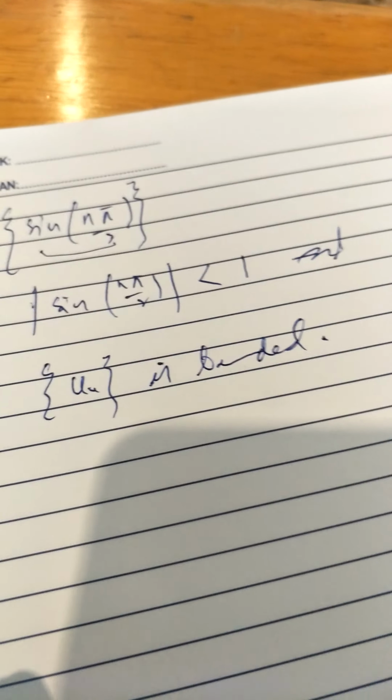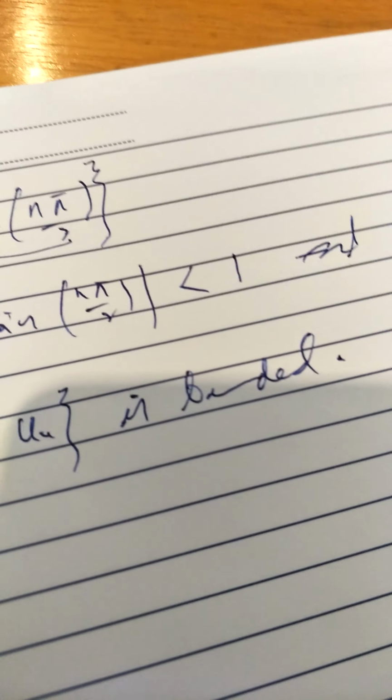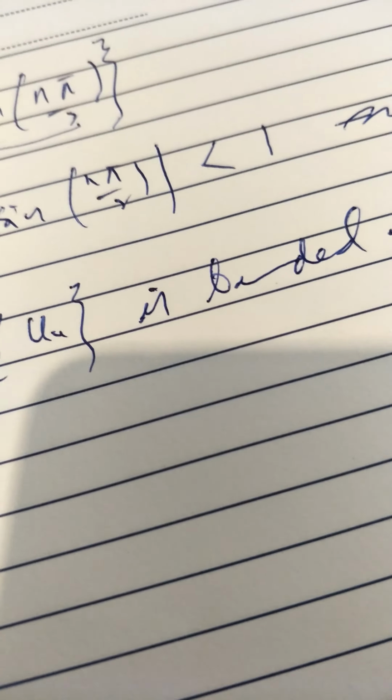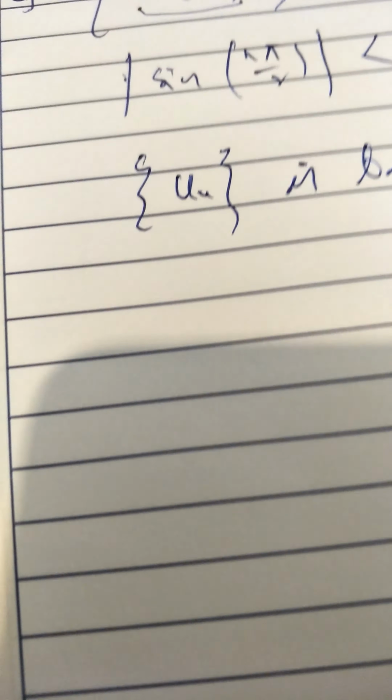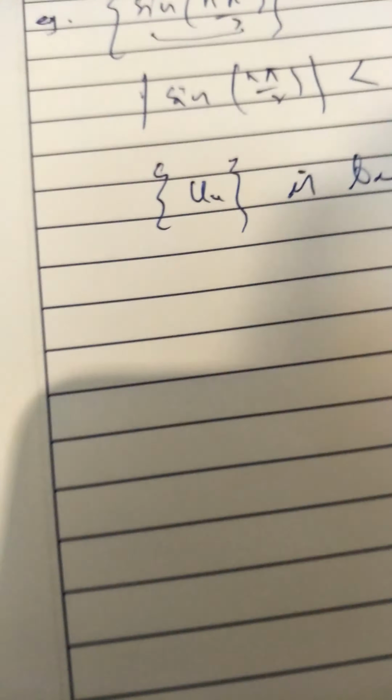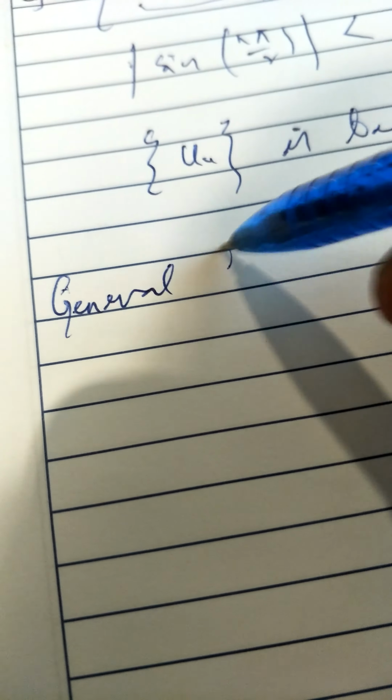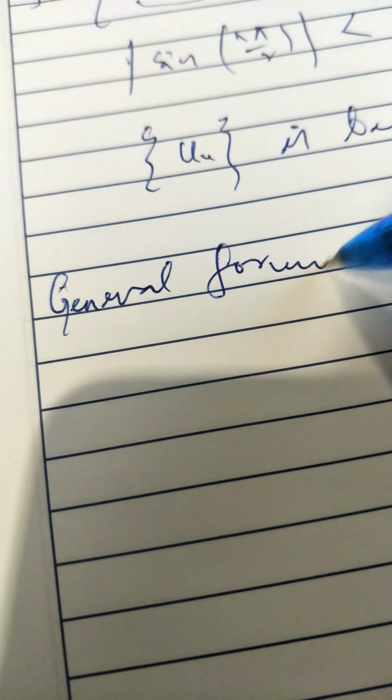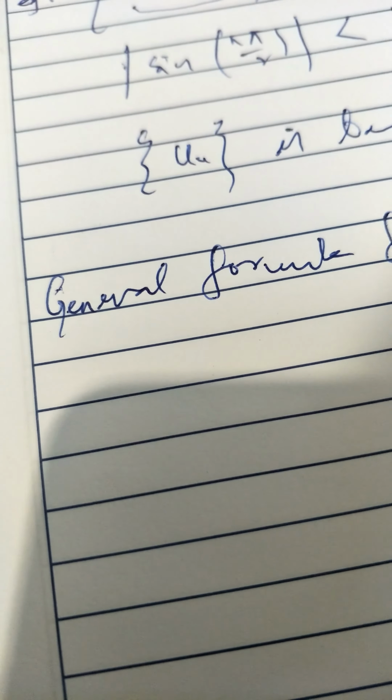Right, so I think I stop there for the boundedness. Now let's see how we can find the general formula for a sequence.